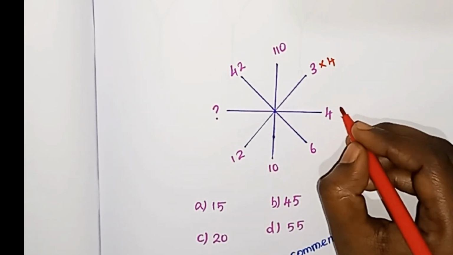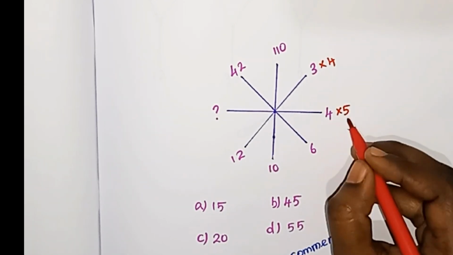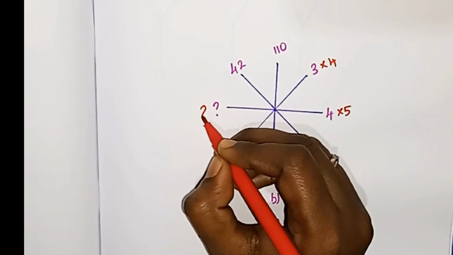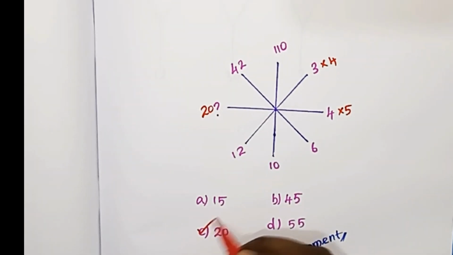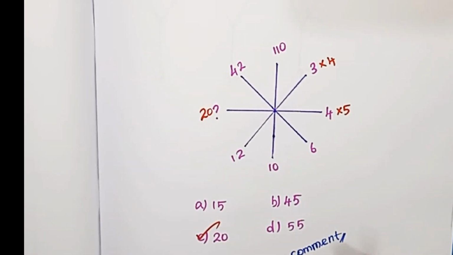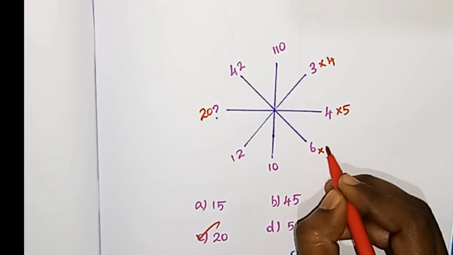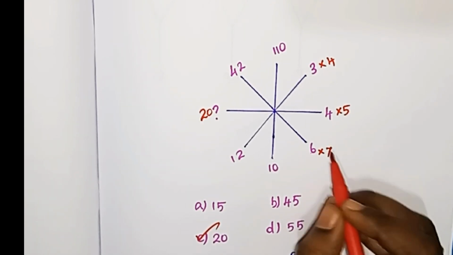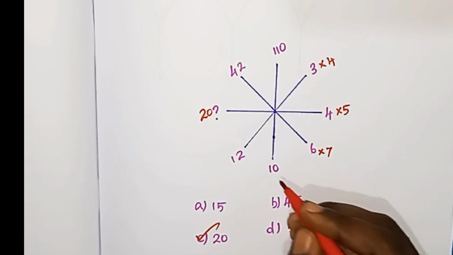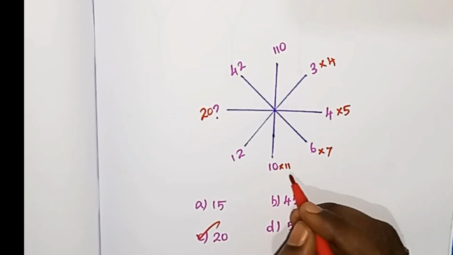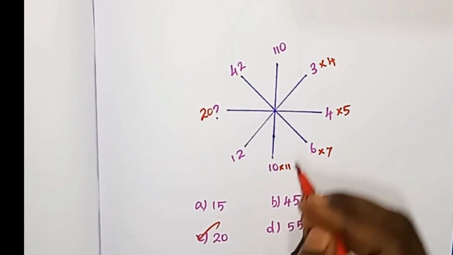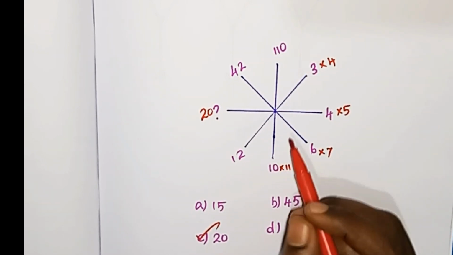So 4 after 5. 4 5s are 20. So 20 is the answer. Here 6 after 7. 6 7s are 42. Here 10. Next number is 11. So 10 11s are 110.